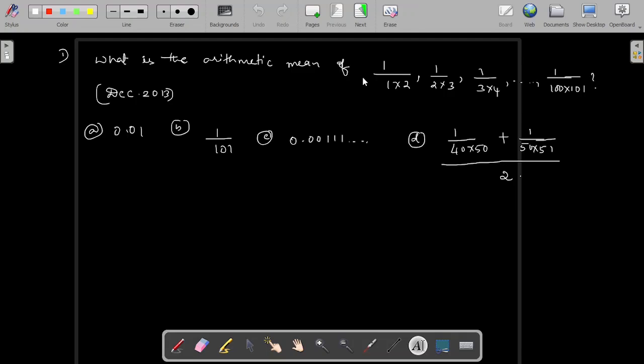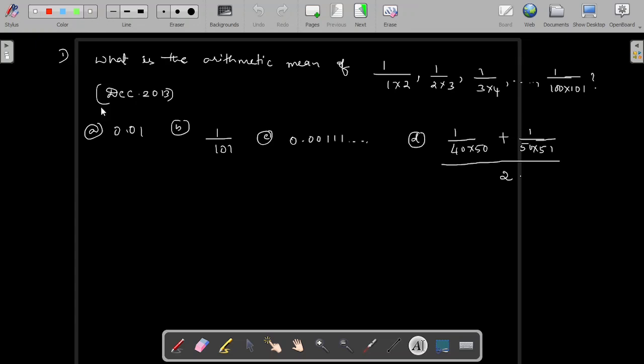In this video, I'll solve Part A questions from old question papers of CSIR NET exam. See the first question. What is the arithmetic mean of this? Here it is given 1 by 1 into 2, 1 by 2 into 3 and so on up to 1 by 100 into 101.